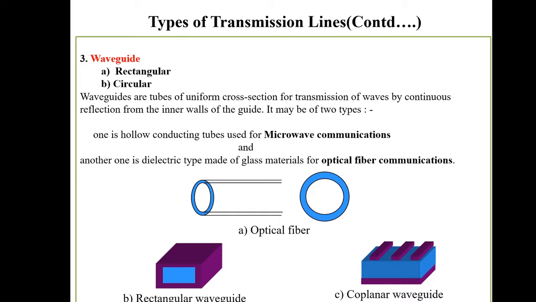Waveguides are tubes of uniform cross section for transmission of waves by continuous reflection from the inner walls of the guide. It may be of two types. One is a hollow conducting tube used for microwave communications, and another is a solid dielectric type made of glass materials for optical fiber communications. The different shapes of some of the optical waveguides and microwave waveguides are displayed here. Rectangular waveguide and coplanar waveguide are the most common types of waveguides.